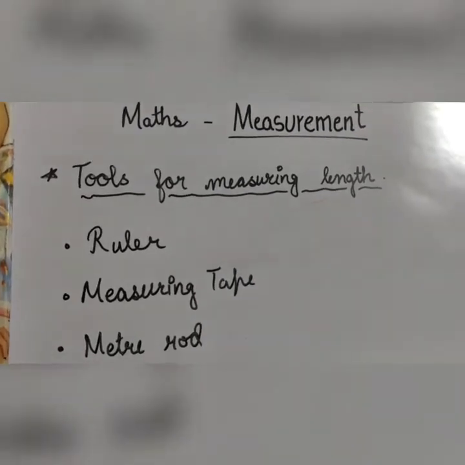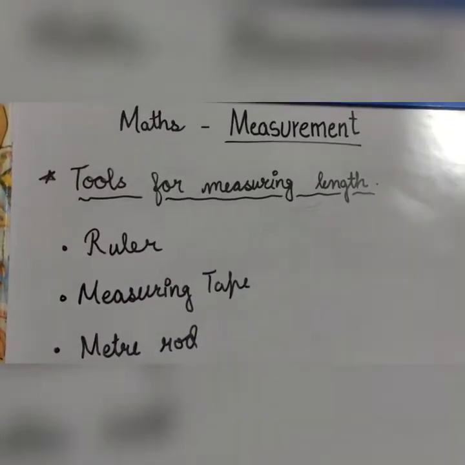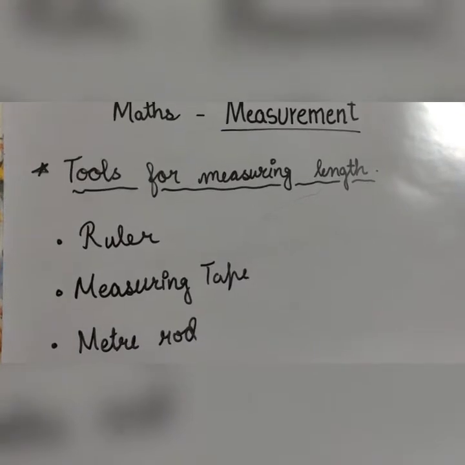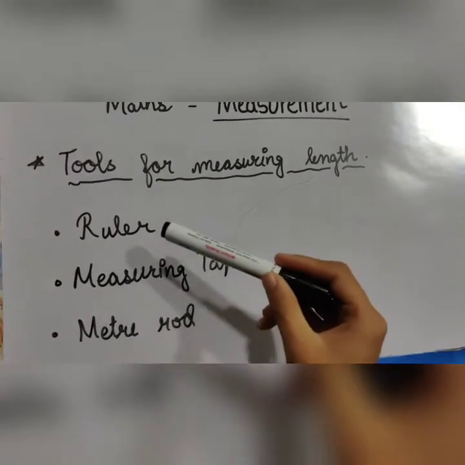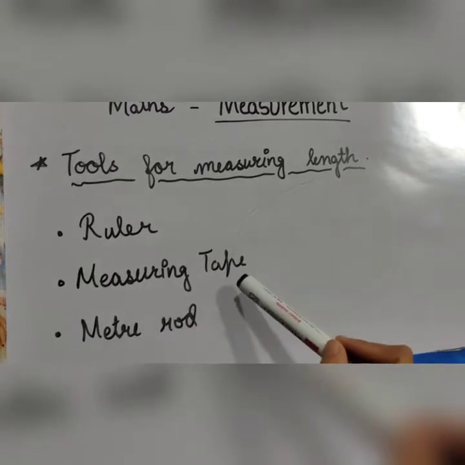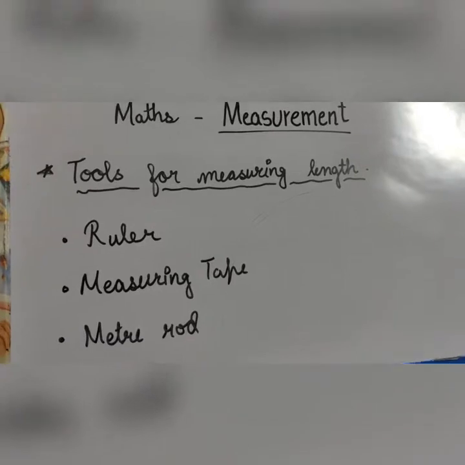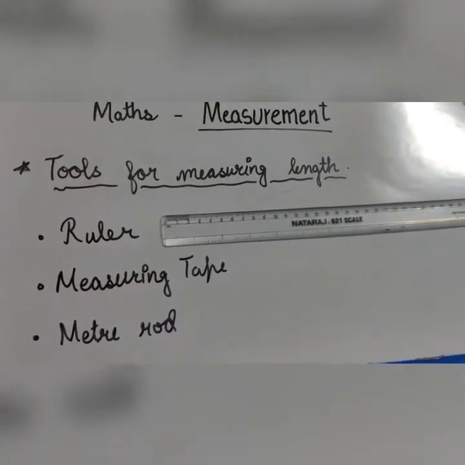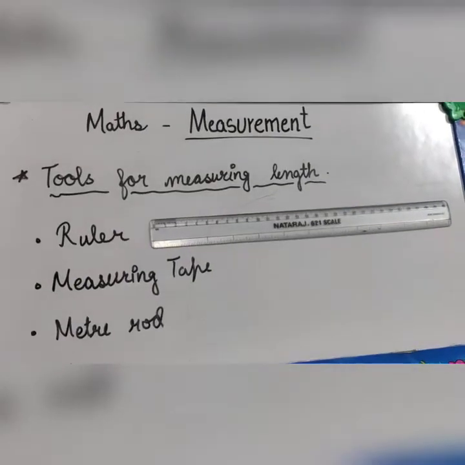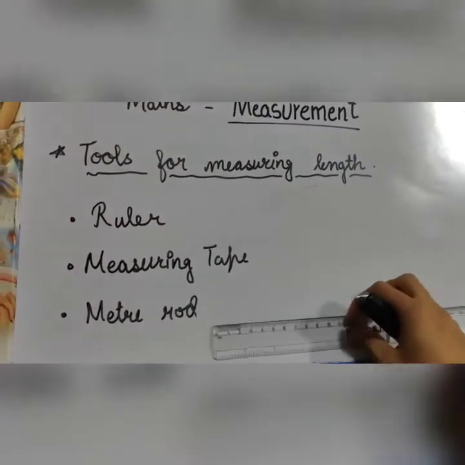Let us start with the next topic, tools for measuring length. We use some tools to measure the length of an object. There are 3 tools that are used. First is ruler, next is measuring tape and third is meter rod. Ruler is the scale that we use in our day-to-day life to measure things. Like pen, pencil, we measure it with a ruler.